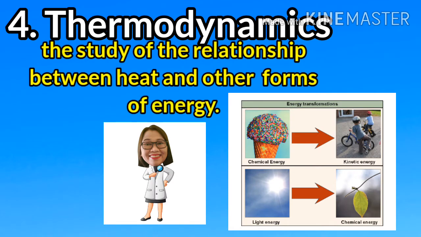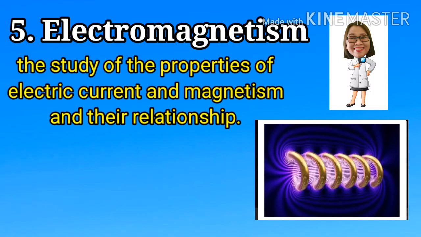Thermodynamics is the study of the relationship between heat and other forms of energy. In particular, it describes how thermal energy is converted to and from other forms of energy and how it affects matter. Electromagnetism is the study of the properties of electric current and magnetism and their relationship. Electromagnetism is a branch of physics that deals with the electromagnetic force that occurs between electrically charged particles.